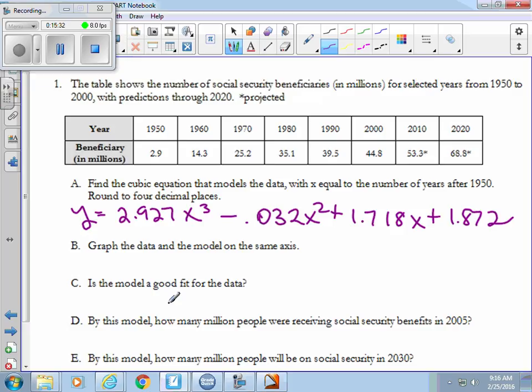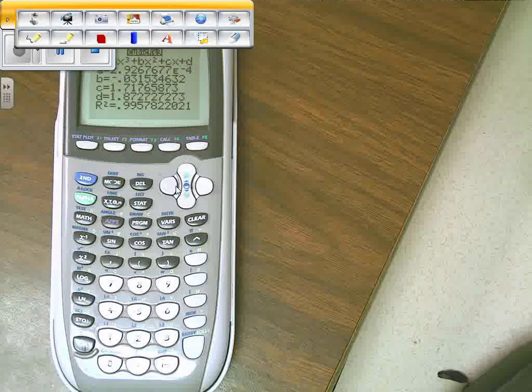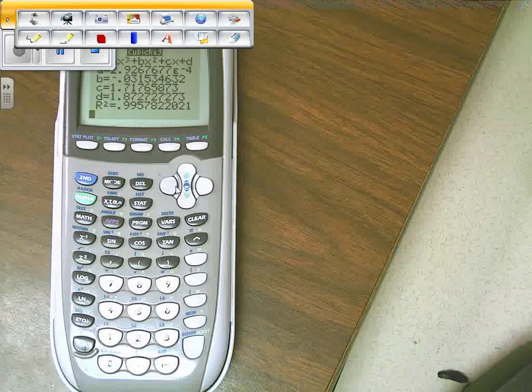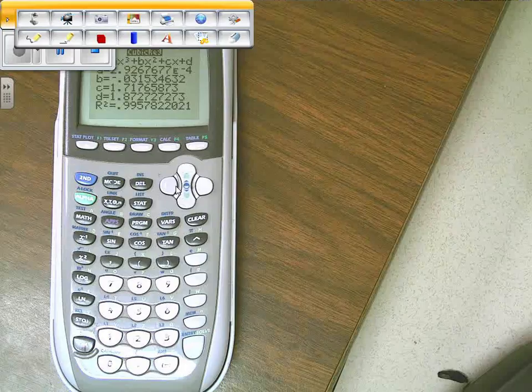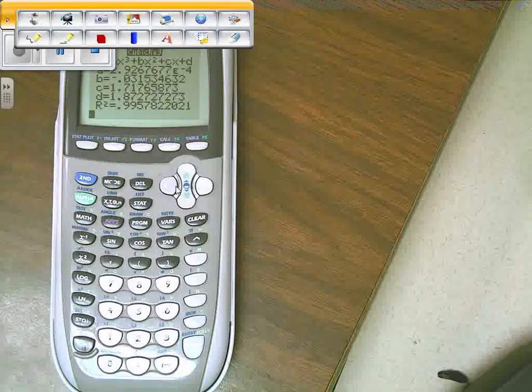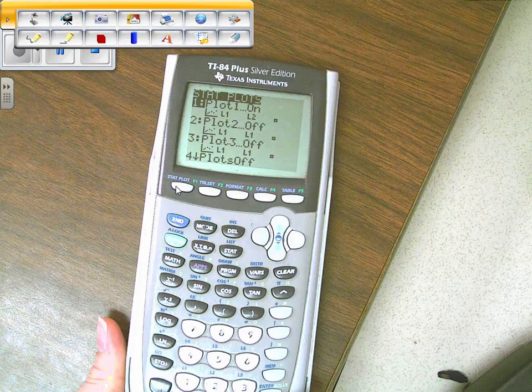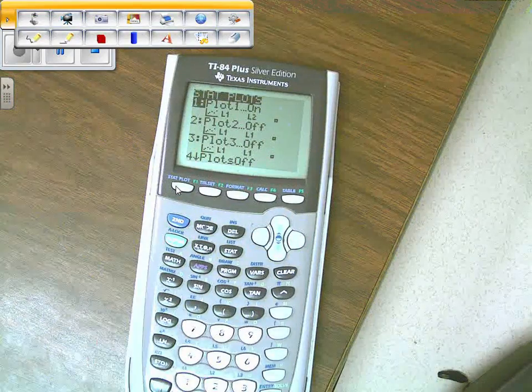Okay, now we're going to graph the data and the model. If you stored it in Y1, the model's already in. If you didn't store it in Y1, then that answer I wrote down on part A, you'd have to go type in Y1, which wouldn't be the end of the world. You could do that. Then I need you to go to second Y equals, which brings up your stat plot menu. We're going to turn our stat plot on.